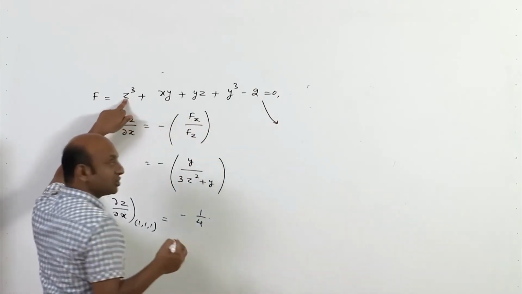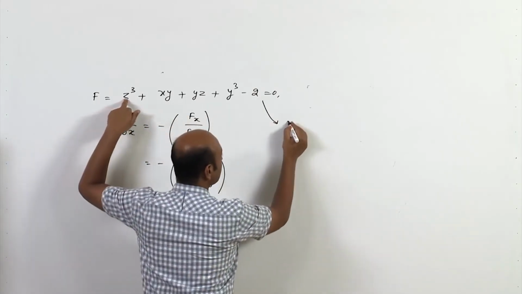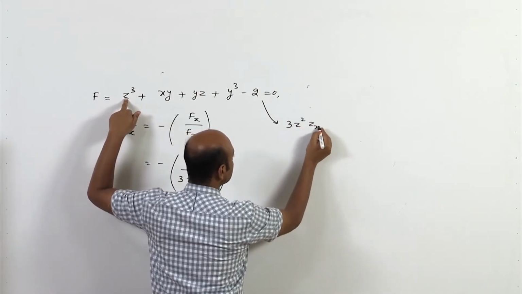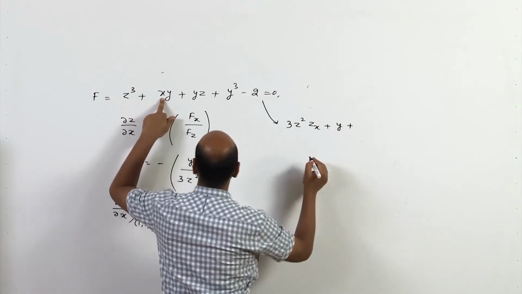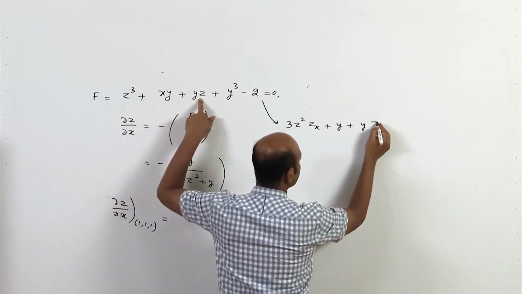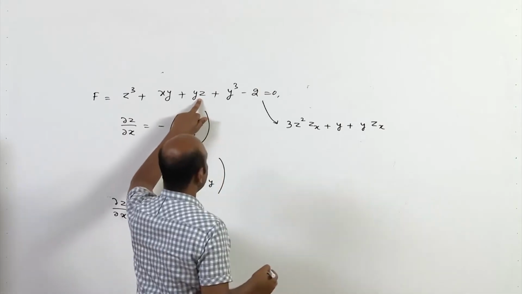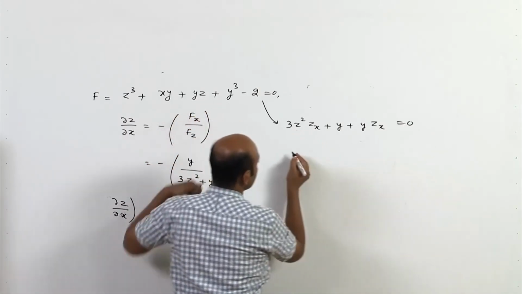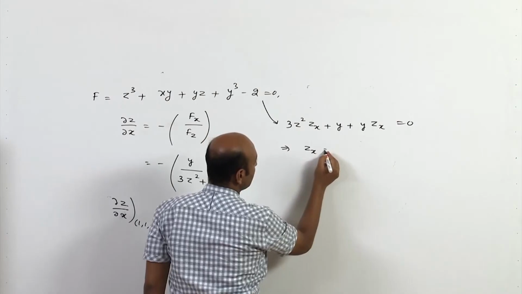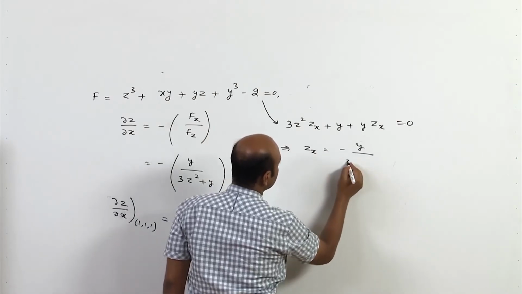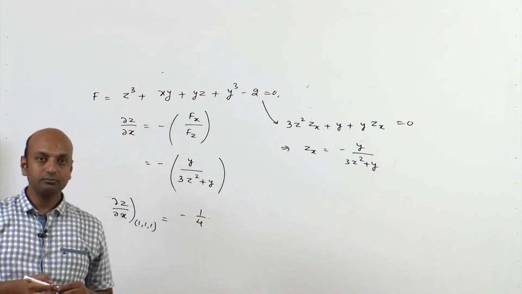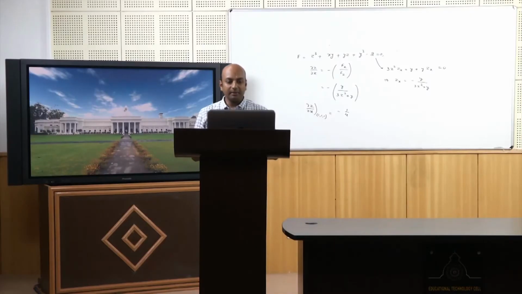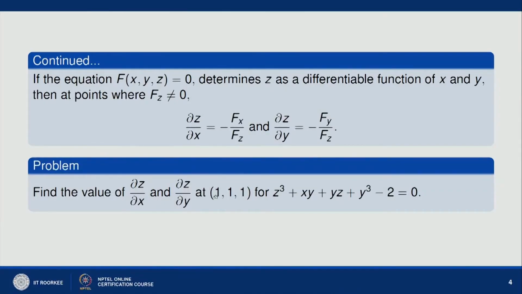You can also simplify this directly, differentiating with respect to x partially. z is a function of x and y, so it is 3z square into zx plus y plus y into zx, because y is independent of x, and it is equal to 0. So this implies zx is minus y upon 3z square plus y, the same expression. Similarly, we can compute del z by del y also at point 1 1 1.